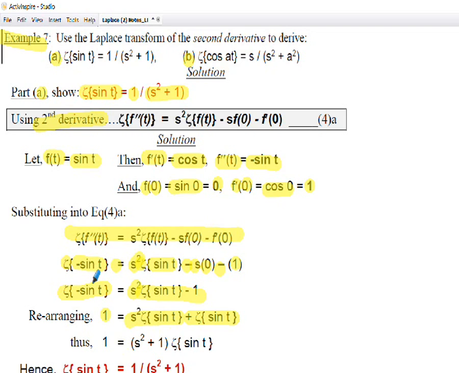Now what I'm doing on the next line is factorising the right hand side. Because the Laplace transform of sin t is common to both of the terms there, I can write that as s squared plus 1 multiplied by the common factor, which in this case is the Laplace transform of sin t. To find the solution, the Laplace transform of sin t is equal to 1 divided by s squared plus 1. I've just divided both sides by s squared plus 1 to prove the Laplace transform.